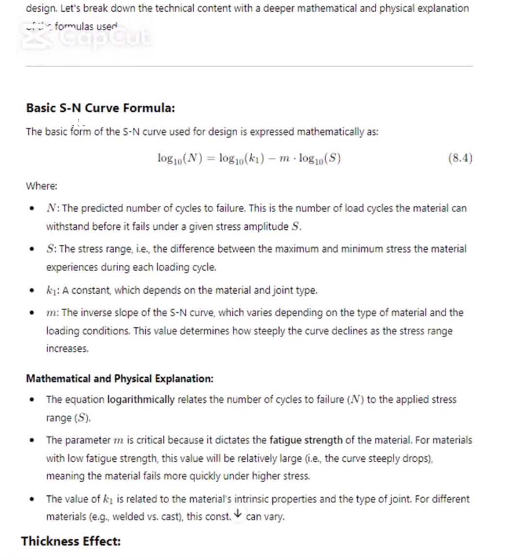Today let's discuss the basic S-N curve. The basic form of the S-N curve used for design is expressed mathematically as log N equals log K1 minus m into log S. Usually this comes as N equal to A into S power minus m. That's a relationship that we can convert into the logarithmic equation.